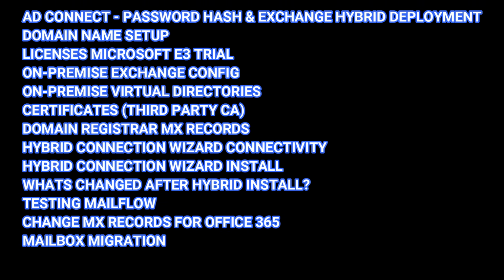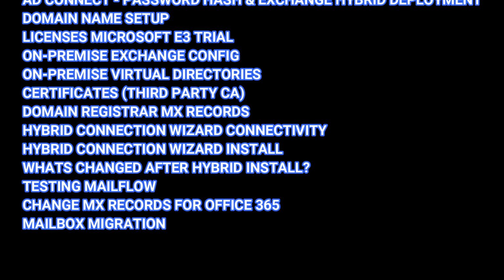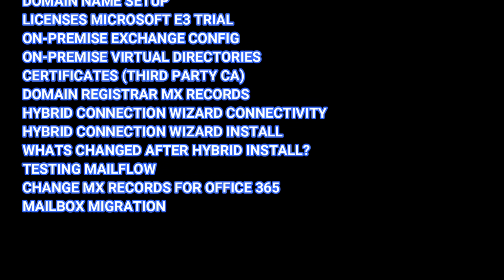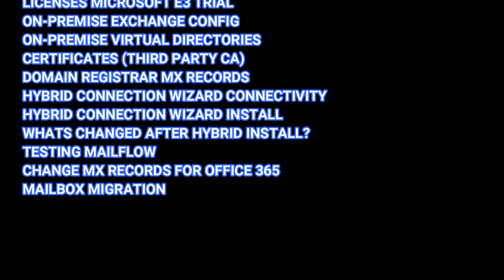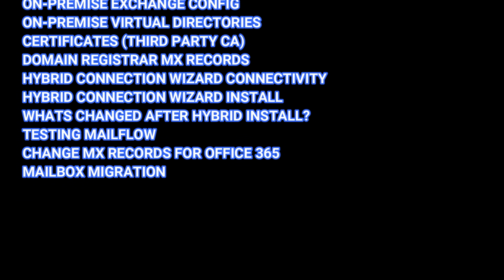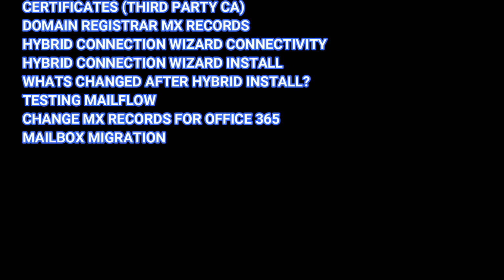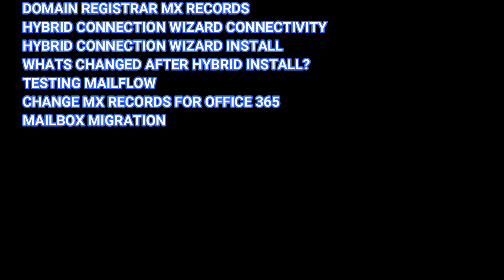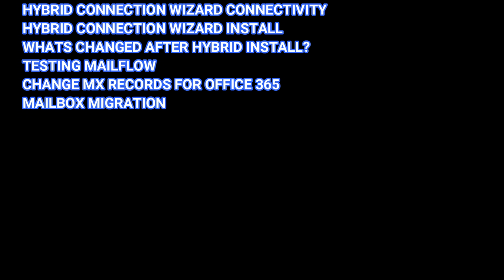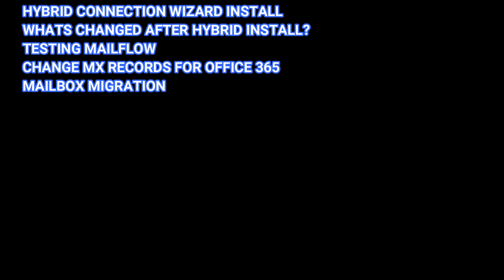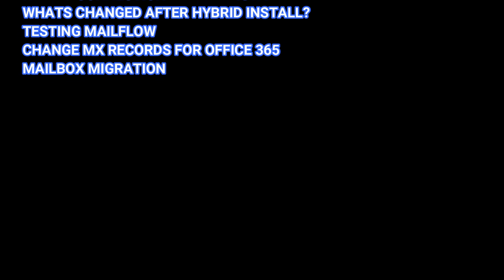We'll look at testing connectivity ready for the hybrid install and then perform the step-by-step installation. So after the install, we will see what the hybrid install has actually changed in our Office 365 and on-premise config. And then we will test mail flow internally into the cloud to see what is working and what is not, and then resolve any issues that we found. We also change MX records completely for Office 365. And then finally, with all the testing we have done, we can then migrate a mailbox on-premise to the cloud successfully.